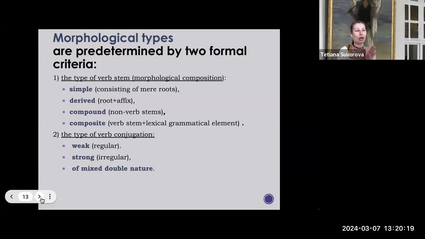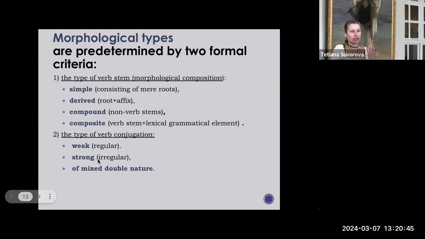So in English, it's a little bit easier, but in respect of conjugation, we have irregular verbs in the English language, and yes, we should learn them by heart because there's nothing to do, they have specific conjugation. A weak, strong, or mixed double nature. Weak, yes, it is when we should learn.